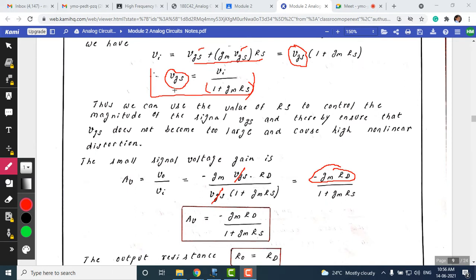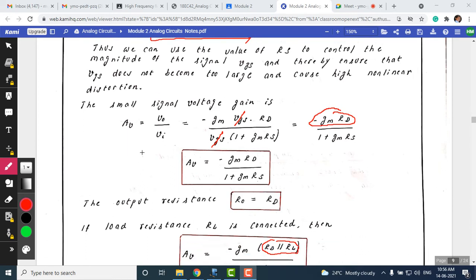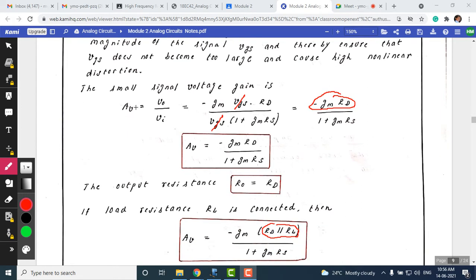Then we have shown that the gate to source voltage is less than the amplifier input voltage by 1 plus Gm times Rs. Next we have derived the equation for voltage gain Av, which is minus Gm times Rd divided by 1 plus Gm into Rs. As you can also see from this equation, the voltage gain is reduced by the factor of 1 plus Gm into Rs. So here I'll just put it in a bracket.